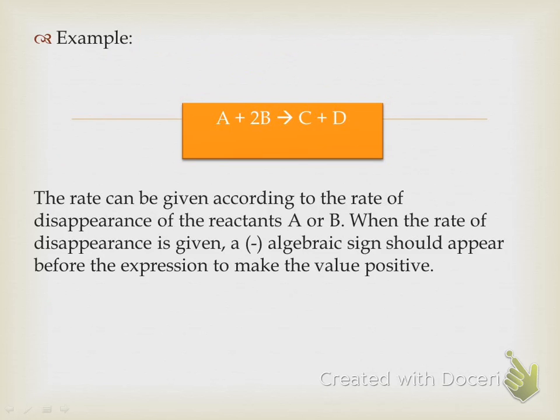Now, if we're looking at this and we want to make sure that people understand that this is the disappearance of one, what we'll do is we'll actually put the algebraic sign of a negative symbol out in front. This makes sure that we end up with a positive value for our rate.